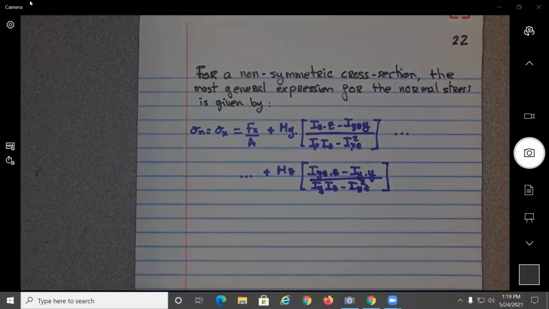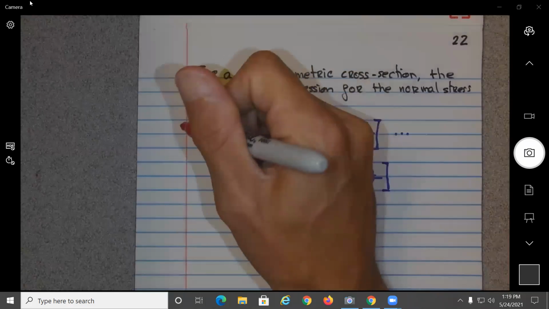Okay, and once again here, don't pay attention too much to this sign, because what would be for you the way to select the sign? Is that if it's in tension would be positive, if it's in compression would be negative, no? Okay, but you have to do that with the understanding.